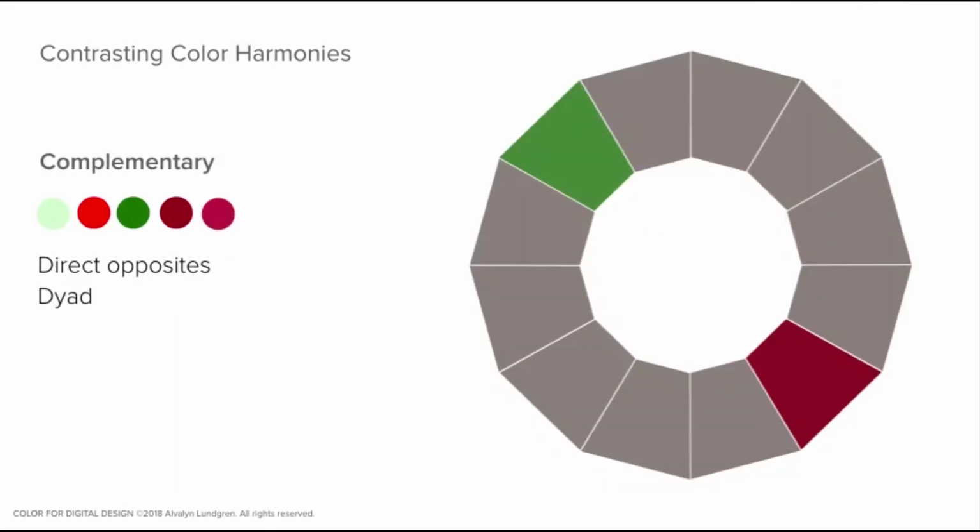So moving on into the contrasting color harmonies, we'll start with complementary, which is the most simple, and we'll move into the most complex. Complementary color scheme, of course, is two hues that are direct opposites of each other on the hue circle. Within those two hues, we have the three primaries, in this case red and yellow and blue. Complementary color schemes are known as a dyad because they are only two hues.